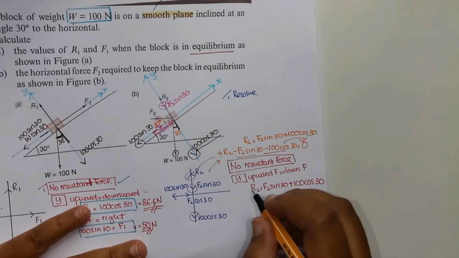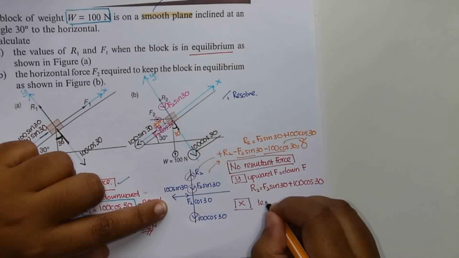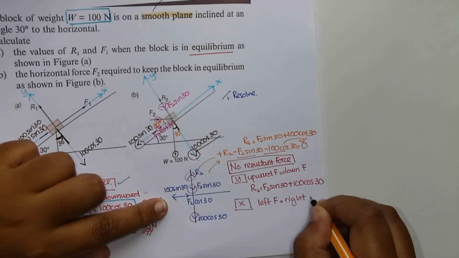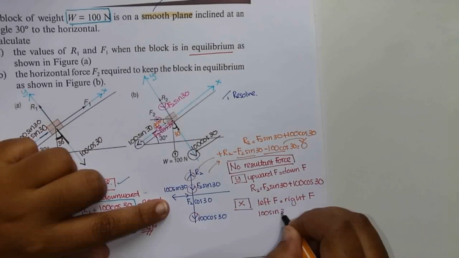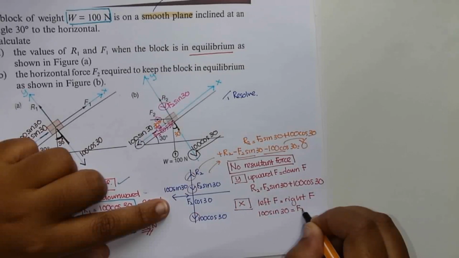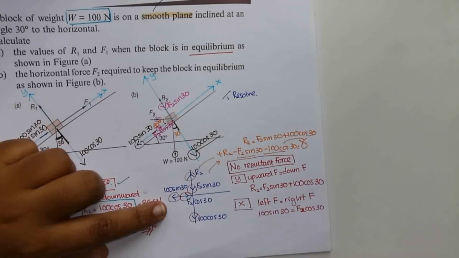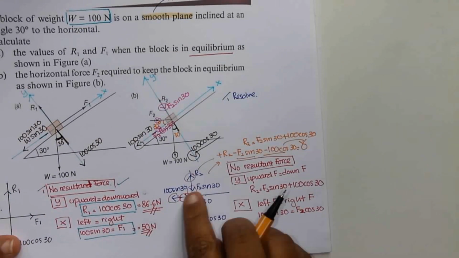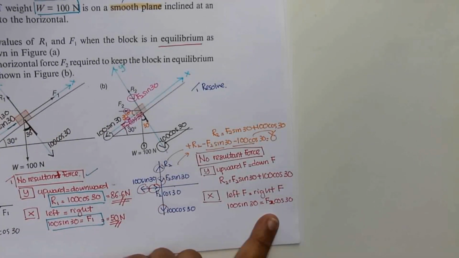And then next, we look at the x-axis. The left forces are balanced by the right forces. So we have 100 sine 30 equals F2 cos 30, because they are in opposite directions. Or you can say this side is positive, this side is negative. You can also solve it this way. So you get 100 sine 30 equals F2 cos 30.